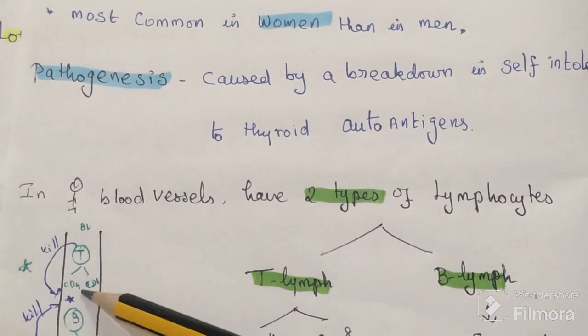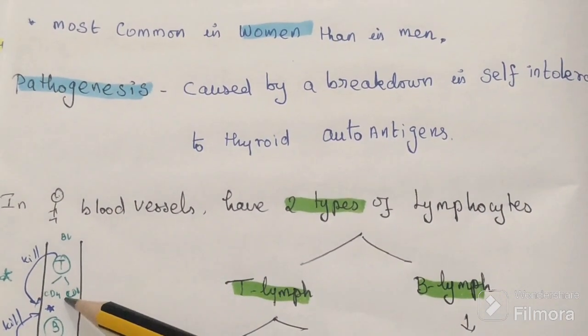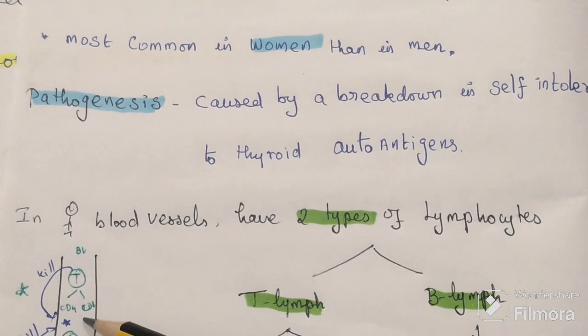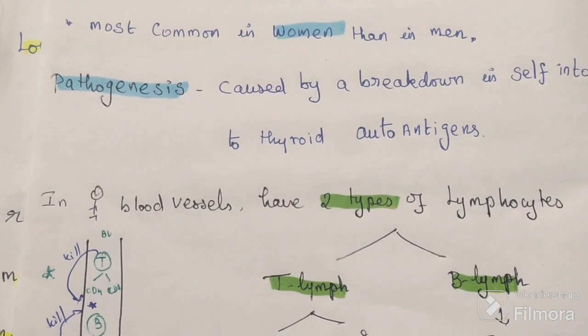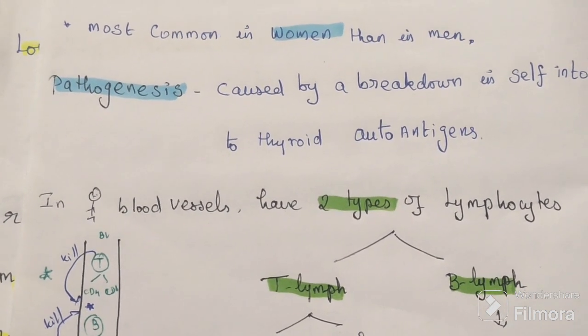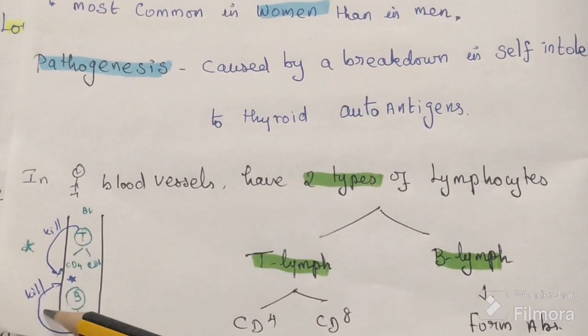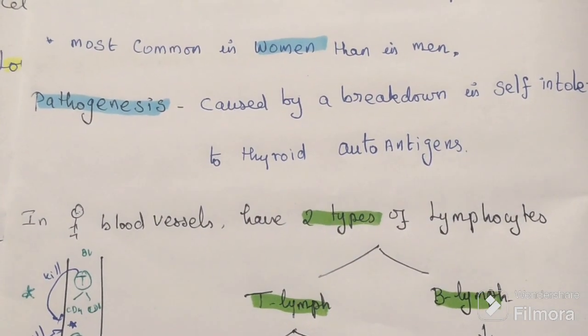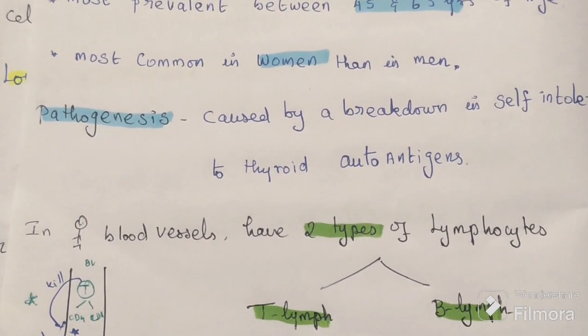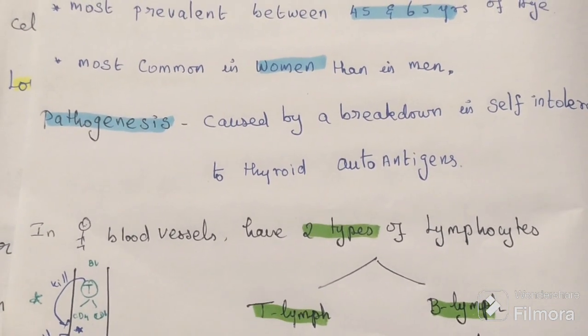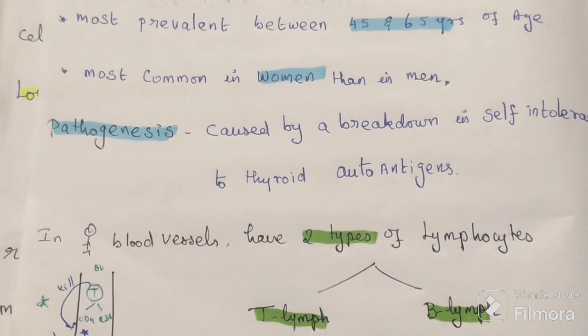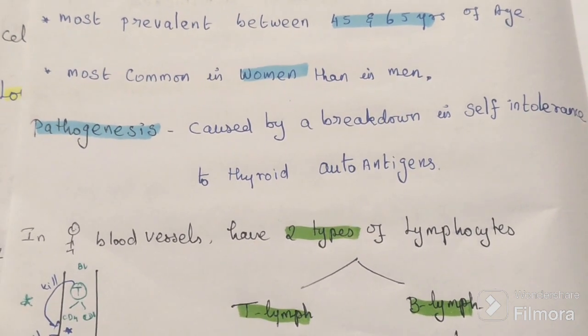They directly kill foreign materials. This is cell-mediated immunity. B cells will not directly kill that foreign material. They will form antibodies, and those antibodies will go and form an antigen-antibody complex. After that only it will kill. This is called humoral immunity.